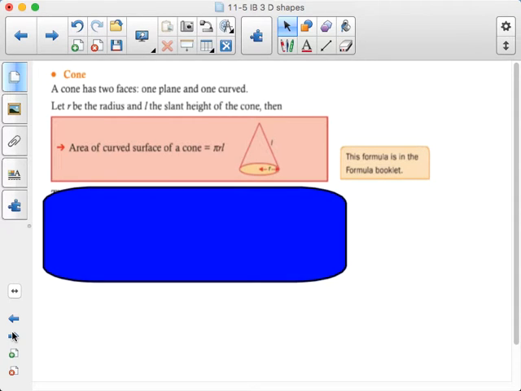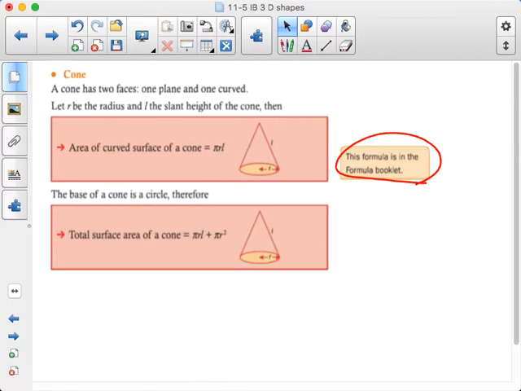Similarly with a cone. A cone has a circle as a base, and then it has that part that curves around. The area of the curved surface is in the formula booklet. However, the total surface area is not, but of course all we have to do is add the base to it. Since the base is a circle, the total surface area is pi r L plus pi r squared. Once again, L is the slant height, which means it's this length right here. Again, remember, this is not in the formula booklet.